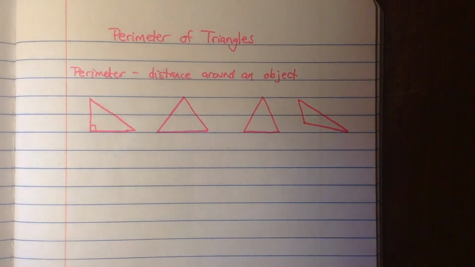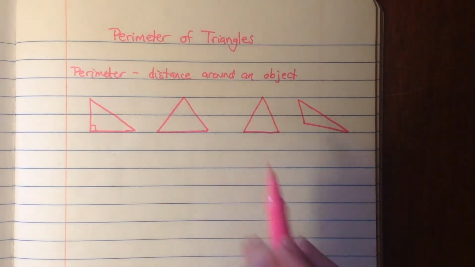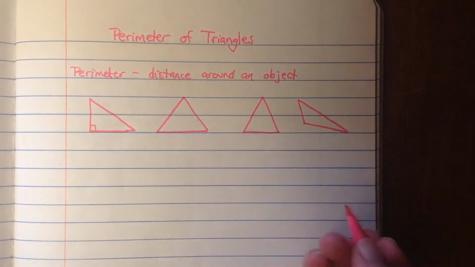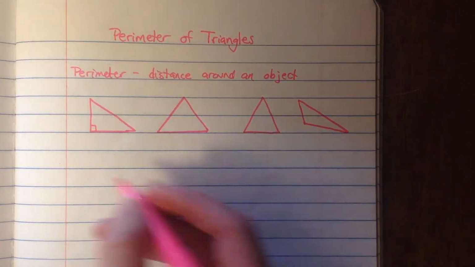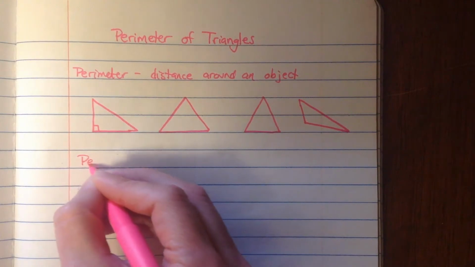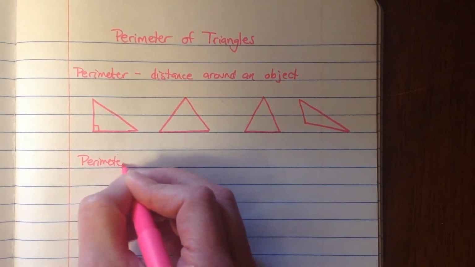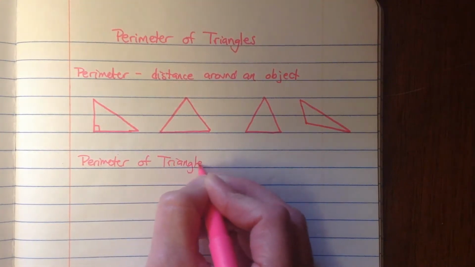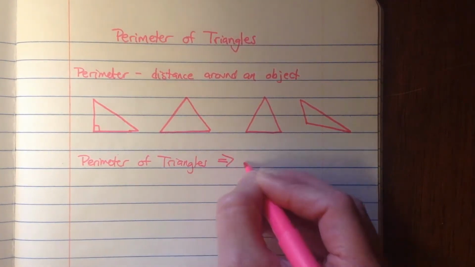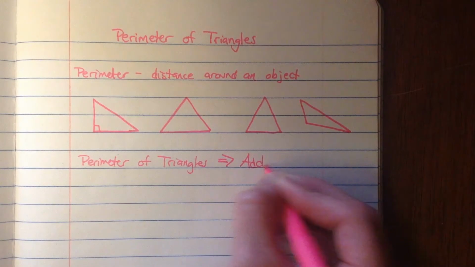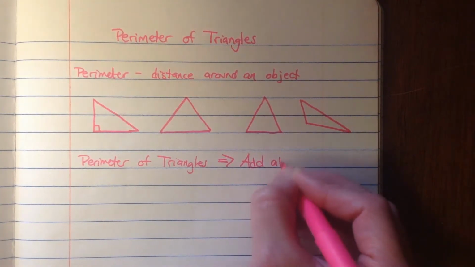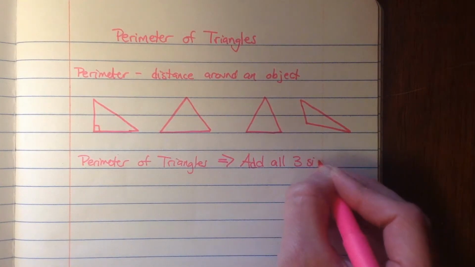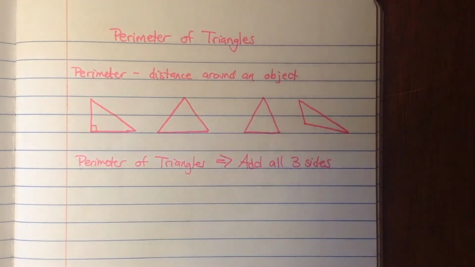And so when we're finding perimeter, we just want to find the distance around an object. Nice thing about this, there is no formula. You just add up all the sides. So to find the perimeter of triangles, all we are going to do is add all three sides together.